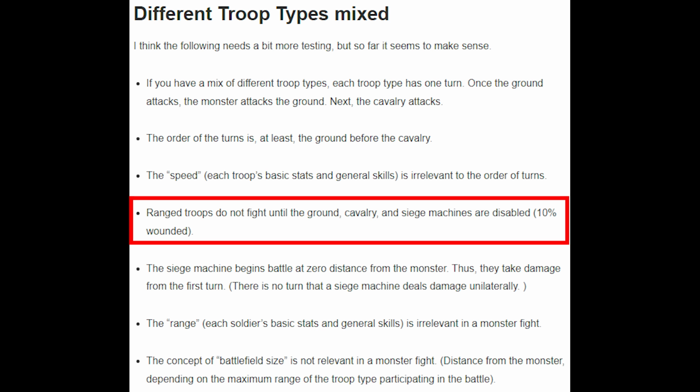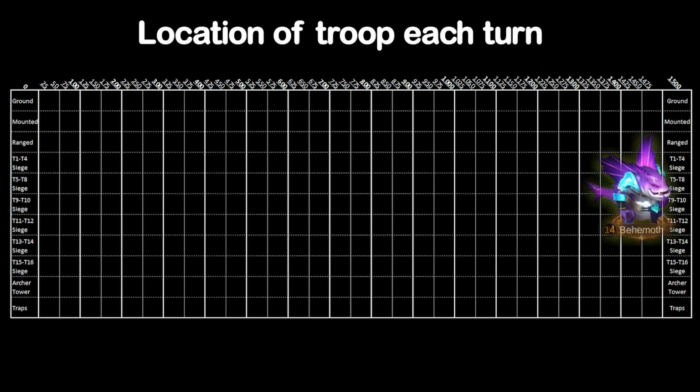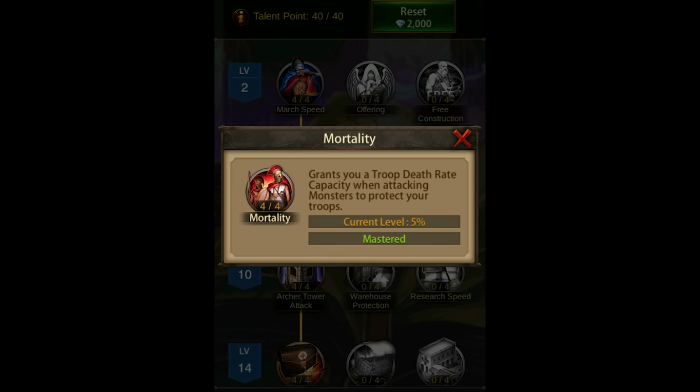And that's not true. Basically, if you were to send a mixed march, ground and archer, the ground will attack the monster 4 times before the archers are able to reach the monster to attack it. The ground will have additional counterattack wounds, but they don't all have to be gone. Another myth is that the monarch talent that reduces your monster wounded helps you defeat bigger monsters.